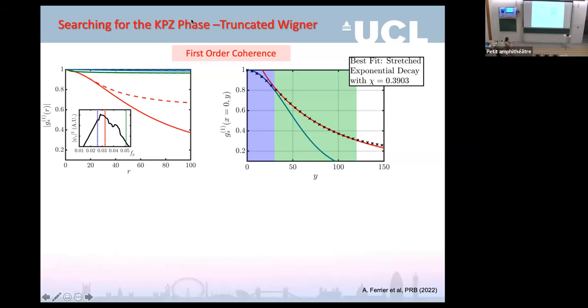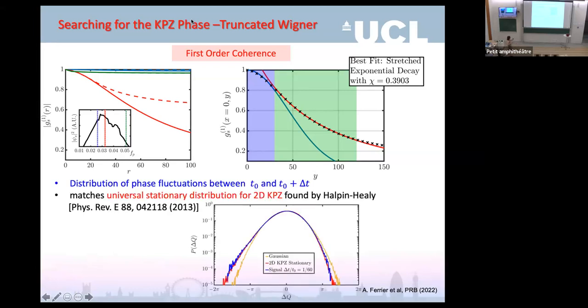So this suggests that indeed in that window, so we have this window here, the red is within the KPZ window, and the blue and the green are outside of the KPZ window by analytical prediction. And indeed, numerically, this gives us much faster decay of coherence and a very good fit to KPZ.